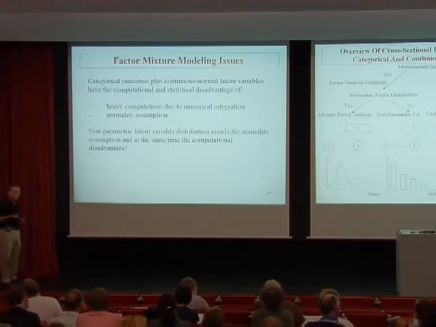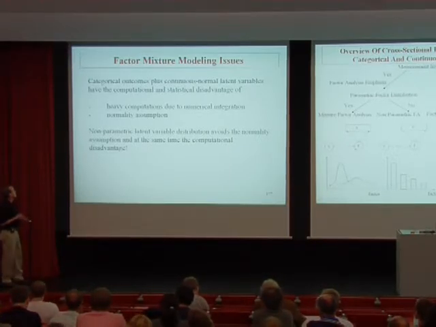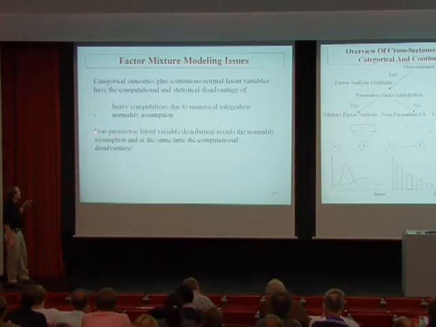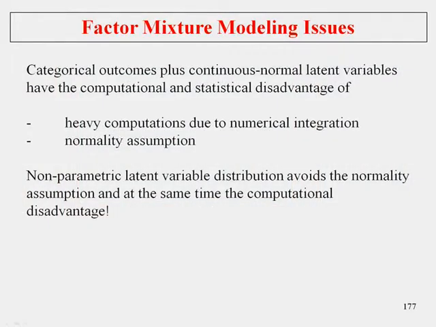But when it comes to latent variables, you're more dependent on the assumption. So there is a way out of that that's called non-parametric approaches, a non-parametric latent variable distribution. Using a non-parametric latent variable distribution avoids the normality assumption and at the same time the computational disadvantage. So we put an exclamation mark on that, in line with chess, that's a good move.